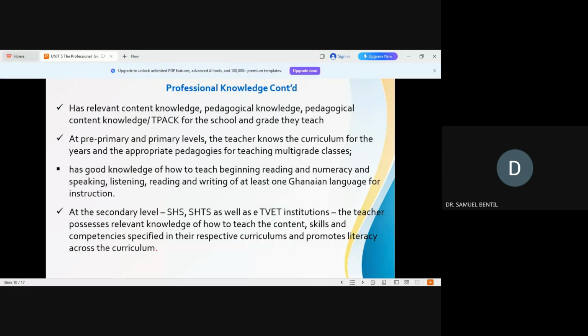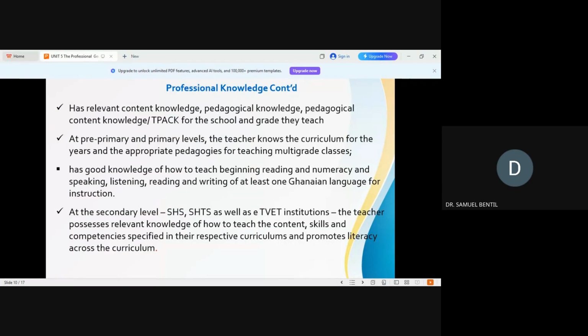And we are saying that at the pre-primary and primary levels, the teacher knows the curriculum for the years and the appropriate pedagogies for teaching multi-grade classes, especially when you are dealing with the early grades: nursery, KG, the primary, up to the upper primary level. Because for the basic level, the kids have various ways of learning, and so you have to have different activities, strategies, and techniques for handling these early grade students.